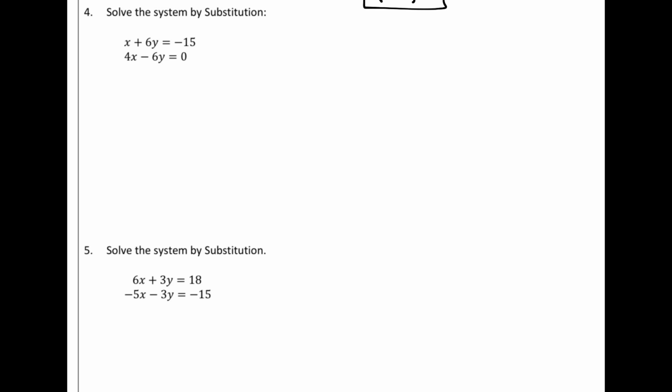Okay, so what you need to look for is which of these variables is going to be the easiest to solve for. That one right there, because it's already by itself. There's no coefficient. Okay, so the only thing we need to do is move this 6y to the other side, and it will be x equals, right?